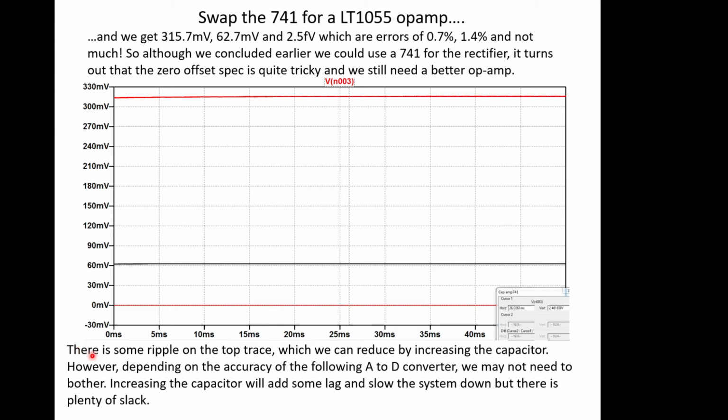Okay, so there is some ripple on the top trace. Probably can't see it, but there's a very small amount of ripple. I'll emphasize it here, which means that we haven't perfectly filtered it. We can reduce that by increasing the size of the filtering capacitor we put in. But again, with a bit of prior knowledge, depending on the accuracy of the following A to D converter, we may not need to worry too much about it, because increasing the capacitor, although it makes it smoother, will add some lag and slow the system down. So that might be something that we're particularly worried about. But you can see here that our system is responding very quickly at the moment.